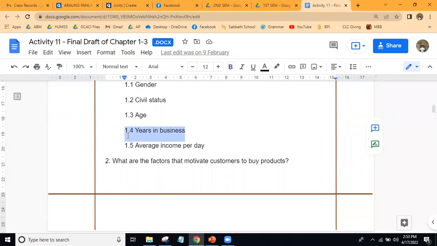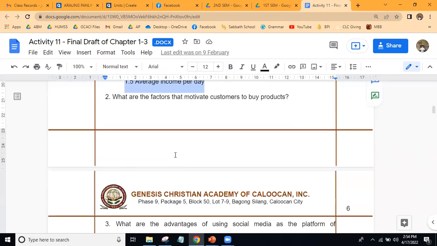If you are very familiar with that kind of business, maybe you are better at selling or marketing your product. And then average income per day, isinama rin nila. And then next na SOP, this is SOP number 2. What are the factors that motivate customer to buy product?